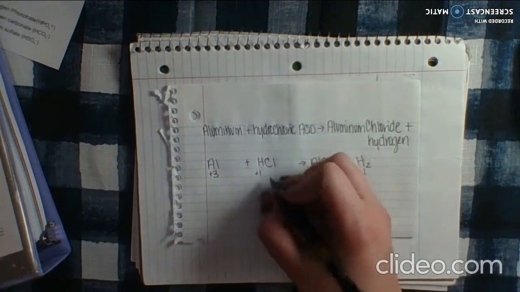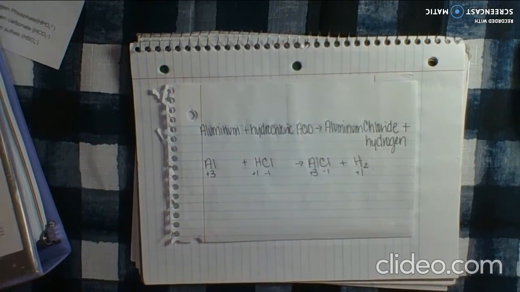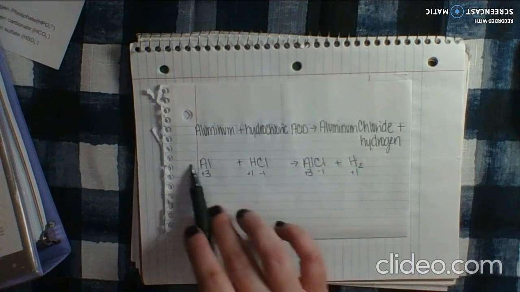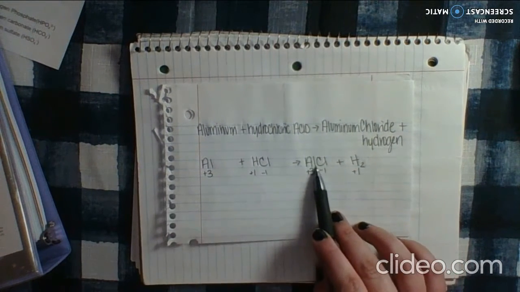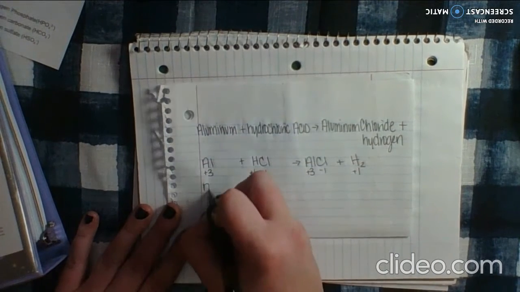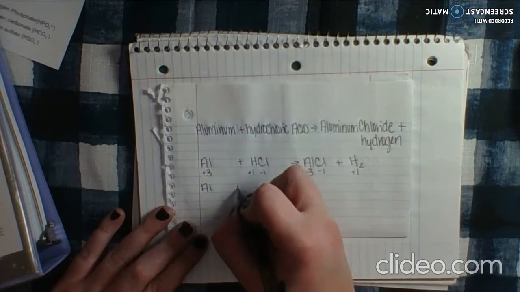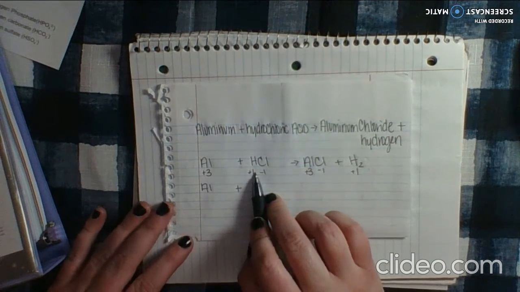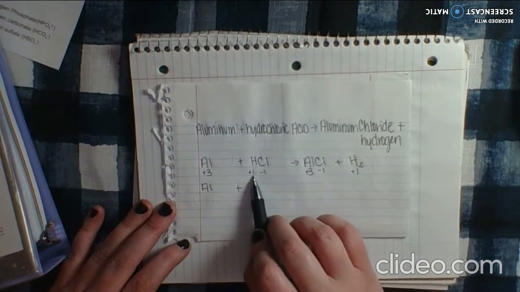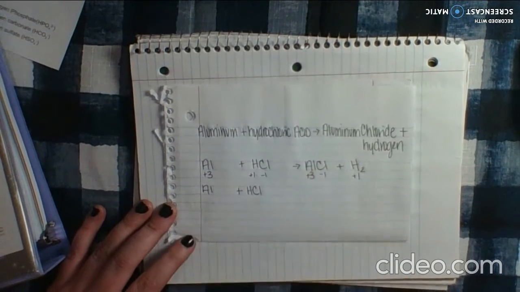And chlorine has a -1 charge. Okay, so I need to go back and rewrite these molecules, or these atoms, in a way that makes sense using their charges. So again, this aluminum is not bonded to anybody, so his charge doesn't really matter right now. This molecule right here, hydrogen chloride or hydrochloric acid, those cancel out. So we're just going to rewrite him right there.